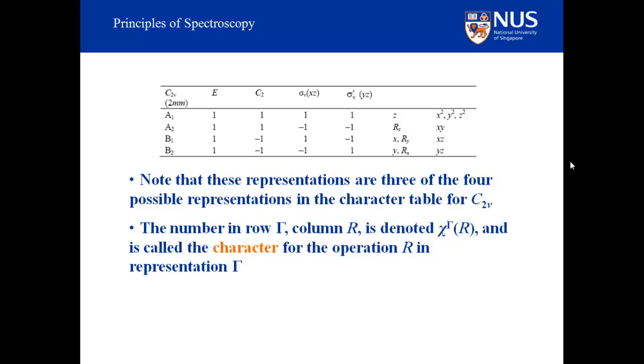For instance, when we're talking about the A2 irreducible representation, so where gamma is equal to A2, and we're talking about the sigma V xz symmetry operation, so when R is equal to the sigma V xz symmetry operation, then the character under A2 of the sigma V xz symmetry operation is -1.